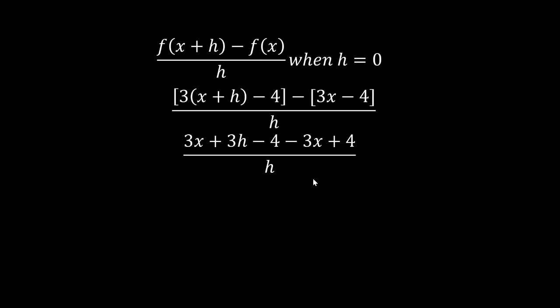Our goal at this point is to cancel everything that does not have an h. So I start on the right-hand side and I say, well, I have a positive 4. I'm going to cancel a negative 4. I have a negative 3x. I'm going to cancel a positive 3x. So let's cancel those out.